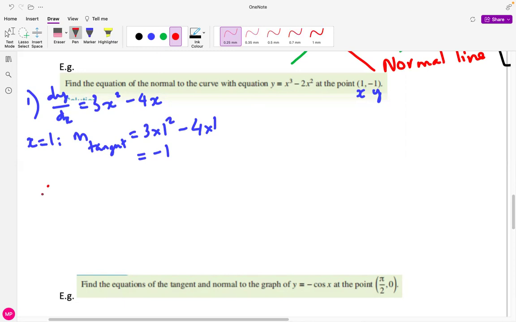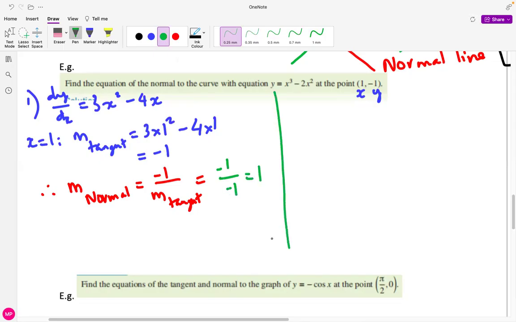Therefore, I can conclude that the gradient of the normal will be -1 over the gradient of the tangent, which is -1 over -1, equal to 1. So I'm done with step 1. I find the gradient of the normal is 1.